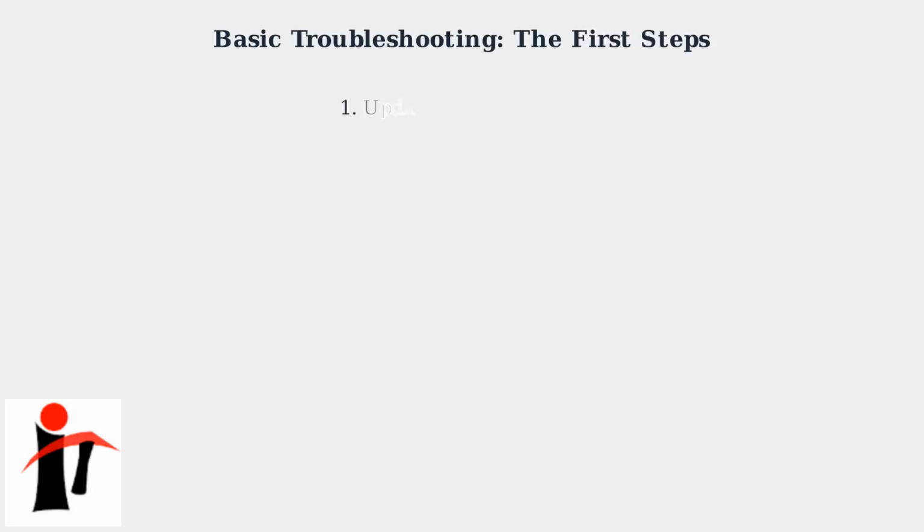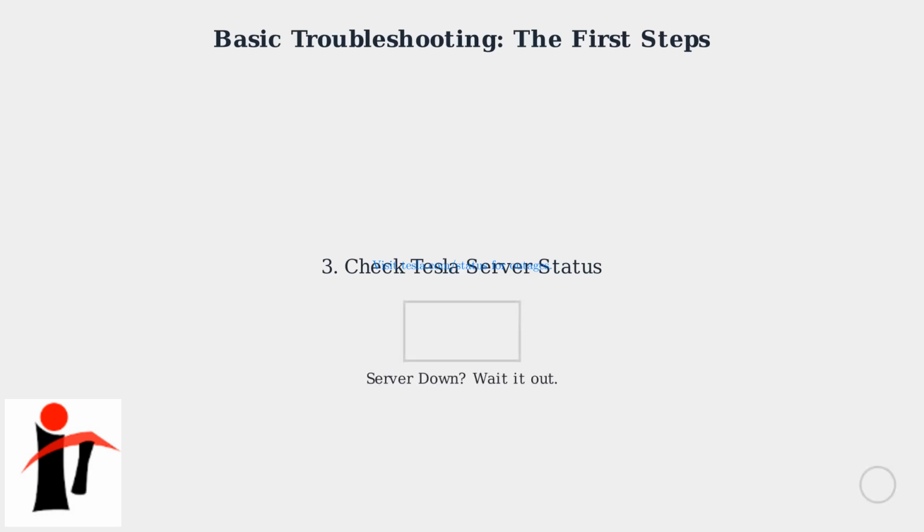Before diving deeper, let's try some quick fixes. First, ensure your Tesla app is updated to the newest version, 5.1.2 or later, on iOS or Android. Then check your internet connection. Wi-Fi is preferable over cellular. Finally, visit tesla.com/status to see if Tesla servers are experiencing outages. If the servers are down, there may not be anything you can do except wait.